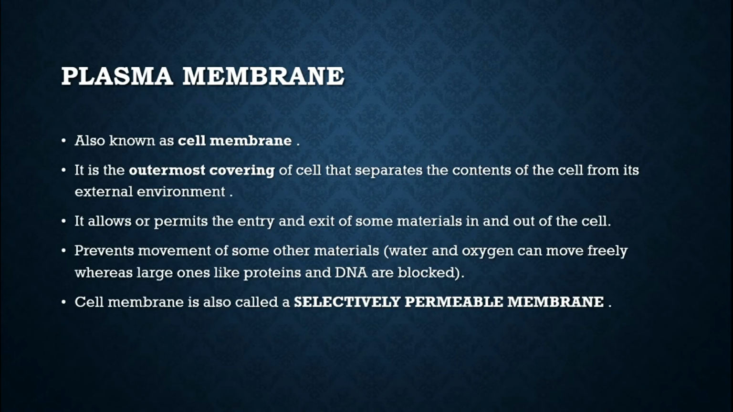What is a cell membrane? Let's start with the cell membrane. It is also called the plasma membrane or selectively permeable membrane. These are three names you have to remember: plasma membrane, cell membrane, selectively permeable membrane. These all are the same. It is the outermost covering of a cell, which I have written in bold. It separates the contents of a cell from its external environment. Also, it permits the entry and exit of some materials in and out of the cell.